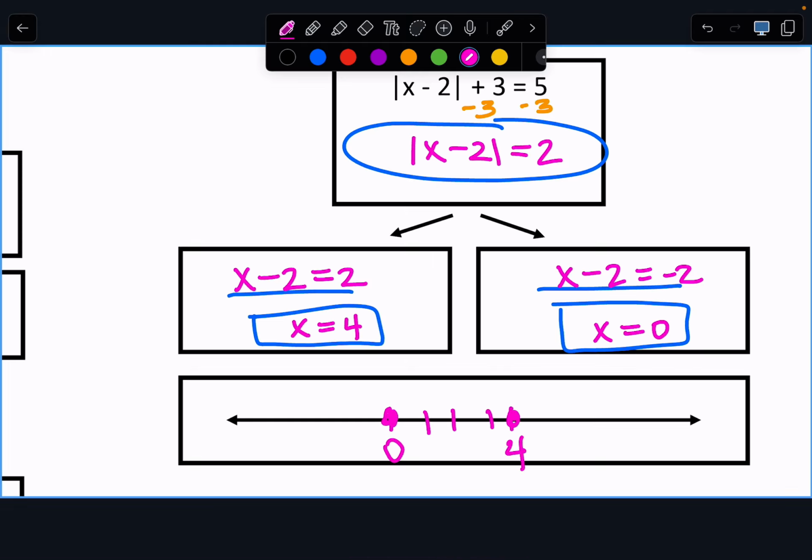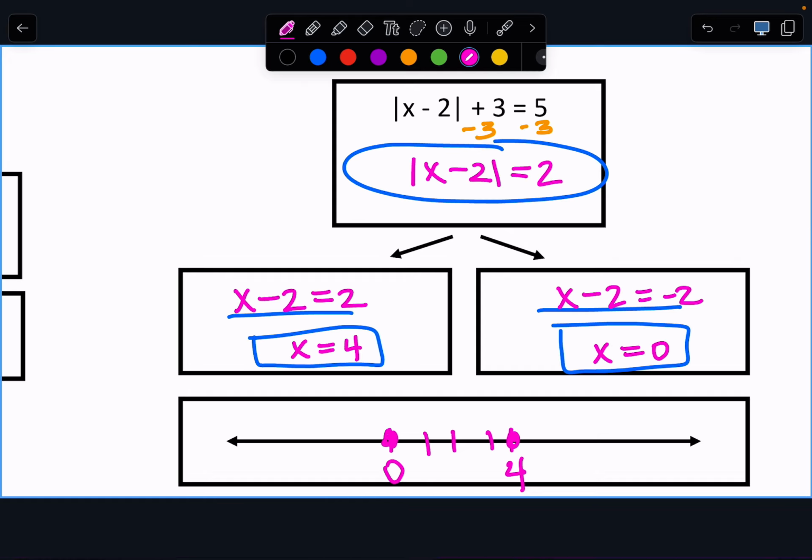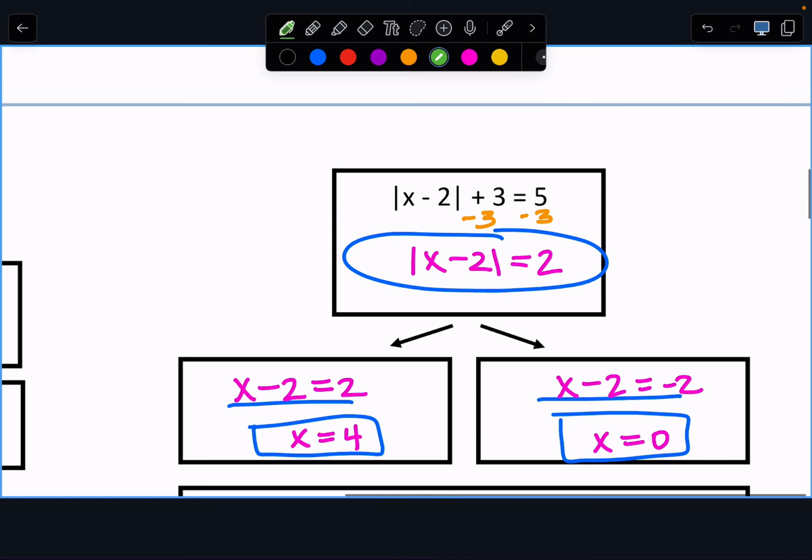Okay, now let's check our work. The absolute value of 4 minus 2 plus 3, does that equal 5? Yes. Okay, cool. The absolute value of 0 minus 2 plus 3, does that equal 5? Excellent. Okay, that doesn't? Who said no? Okay, so this is negative 2, correct? Yes. What's the absolute value of negative 2? 2. Plus 3? Awesome.